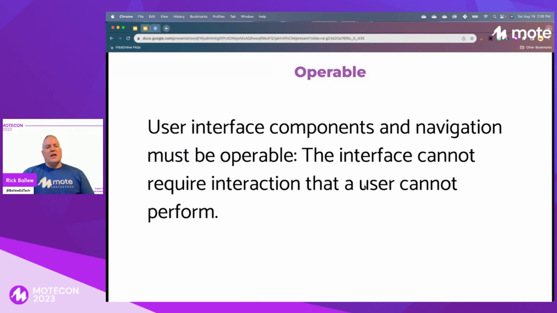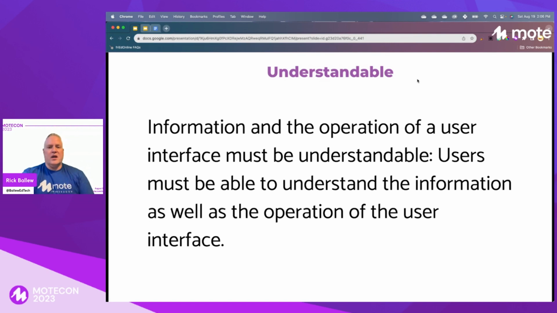Next is operable. User interface components and navigation must be operable. So the interface cannot require interaction that a user cannot perform. So in other words, it must be easily usable by all, the way to make it function. Understandable. Information and the operation of a user interface must be understandable. So it should be very clear cut. Users must be able to understand the information as well as the operation of the user interface. So, in other words, it should be intuitive, I guess, is the word we're looking for here.